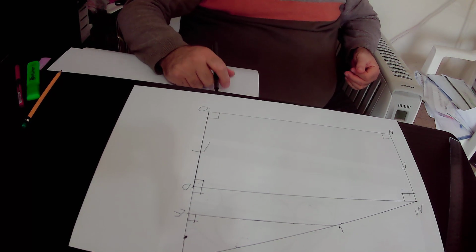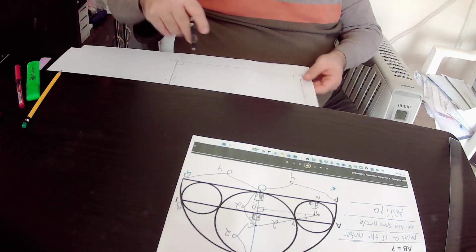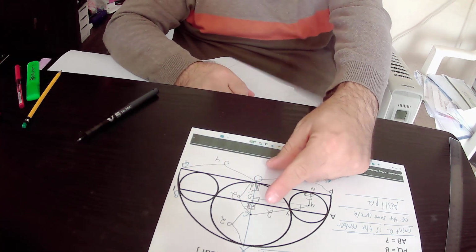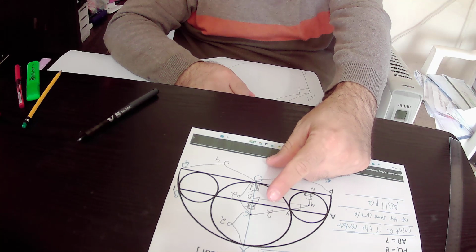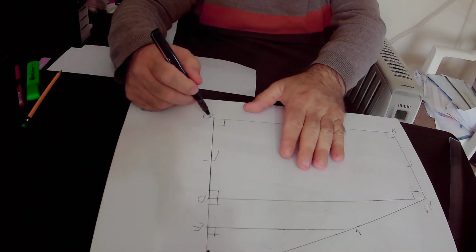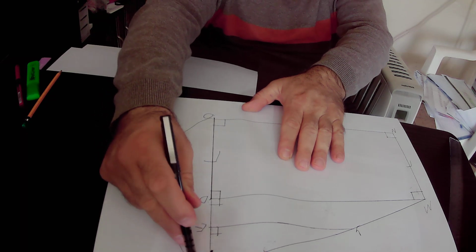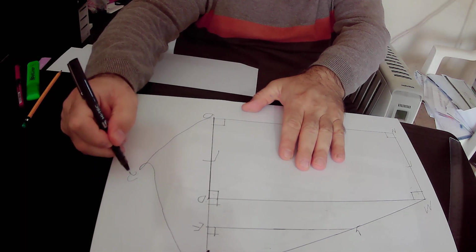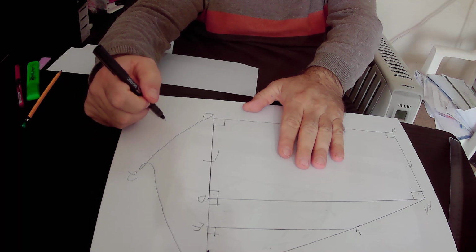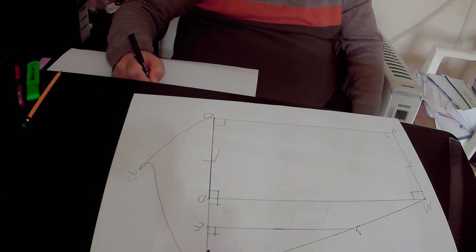And what is the value of CO? CO, as you can see from the drawing, is actually the radius of the middle circle, that is to say it equals 2 units. So you can write here that CO, the radius of the middle circle, equals 2 units.